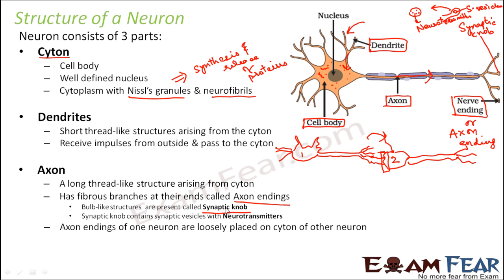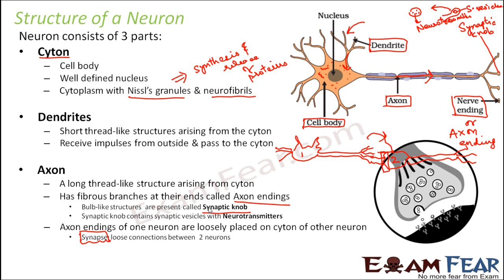So let us see how these two neurons are connected. The loose connection between two neurons is known as a synapse. From this word synapse, they are known as synaptic knob, synaptic vesicles. So they are all named after this synapse. So let us see what a synapse is.